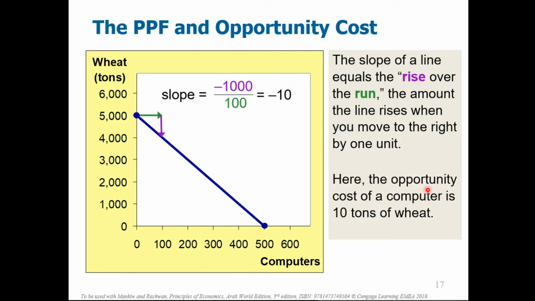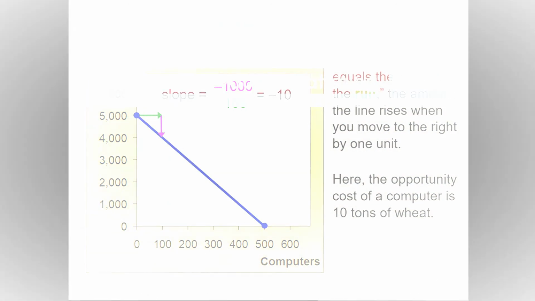So here, the opportunity cost of a computer, meaning the opportunity cost to produce one computer, means that you will lose 10 tons of wheat. So in other words, what you give up to produce one computer is 10 tons of wheat. This is the idea here.